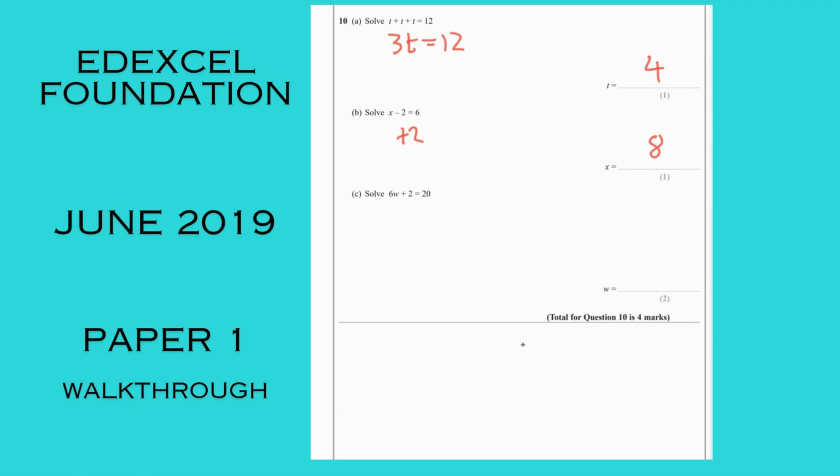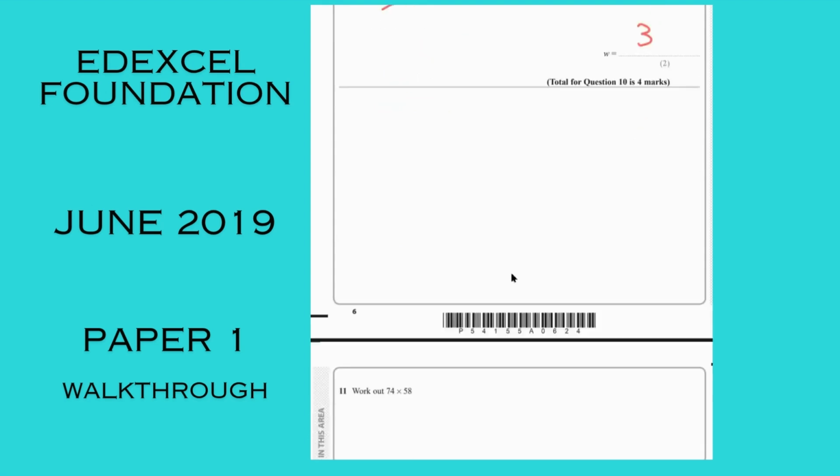And this time it's a 2-step equation. Subtract 2 from both sides. And it makes it look like part A. And in part A we divided by 3. So in this one we divide by 6. Giving us the answer of 3 as the value for W.